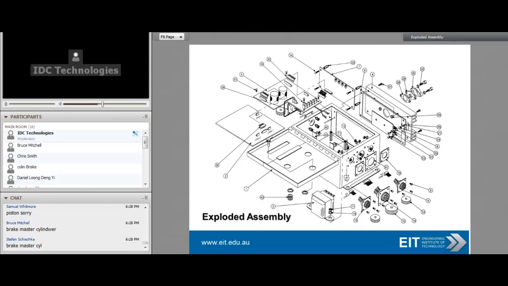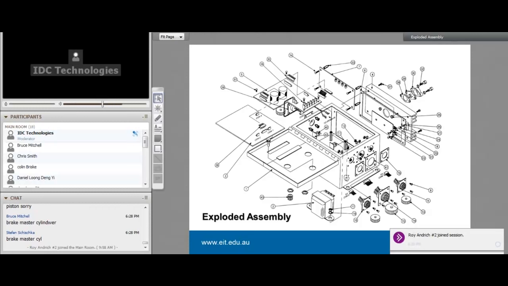Wow, look at this exploded assembly. I did say it shows us how things go together. I think this is pretty good in determining where we are, how things fit together, where they should go.